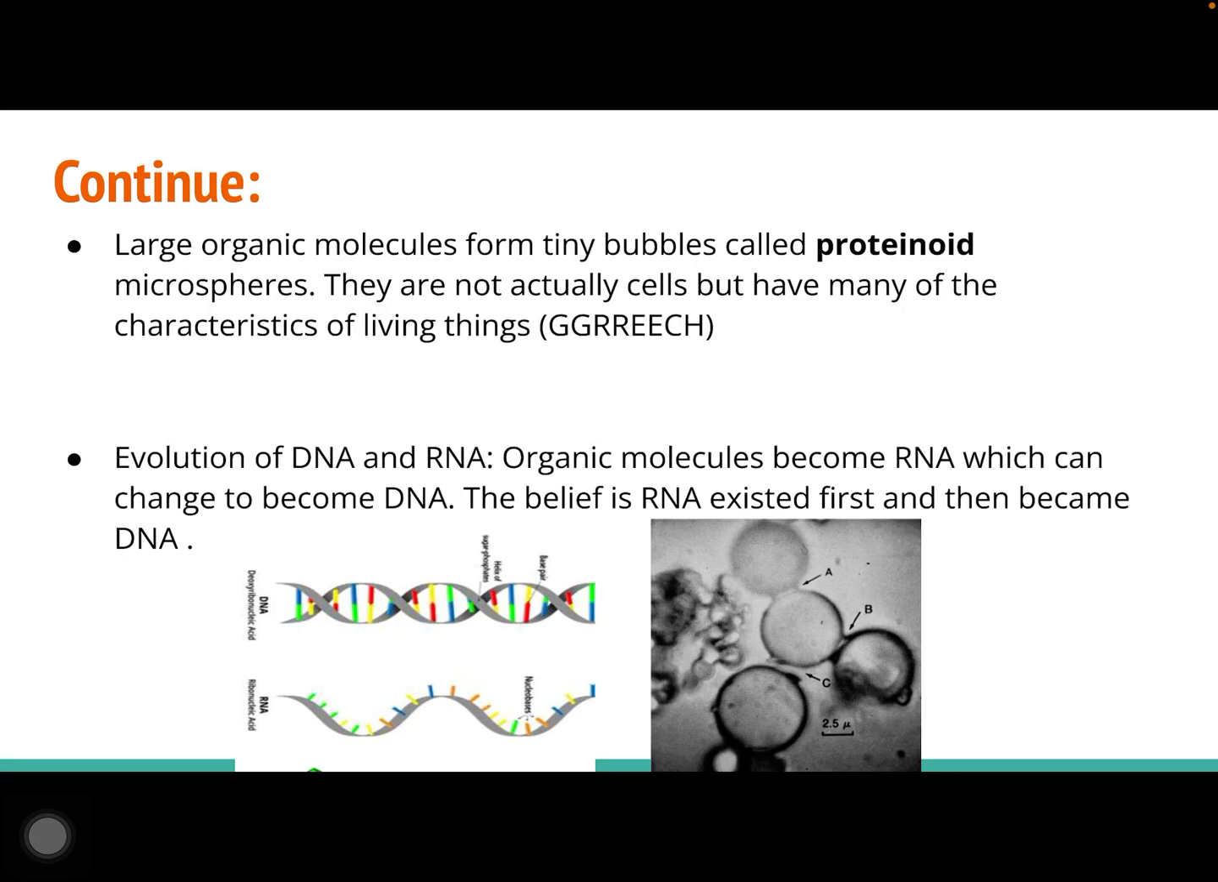The evolution of DNA and RNA: organic molecules became RNA, which can change to become DNA. So the belief is RNA existed first and then became DNA. RNA, this picture down in the left-hand corner, is just a single line of information. It's basically telling you about the DNA without being DNA. We call it messenger RNA most of the time, and it kind of tells you how to make proteins. So a lot of times we can use RNA and make it into DNA. They believe RNA came first, and then it made it into DNA later on to make that double helix shape.